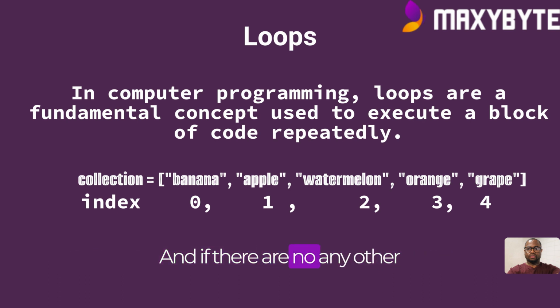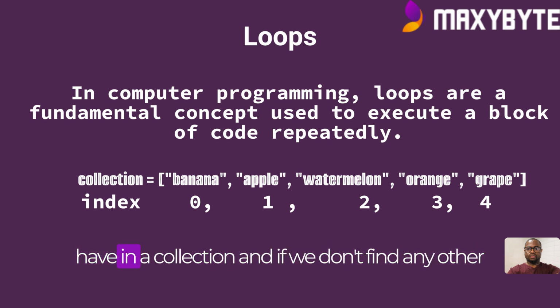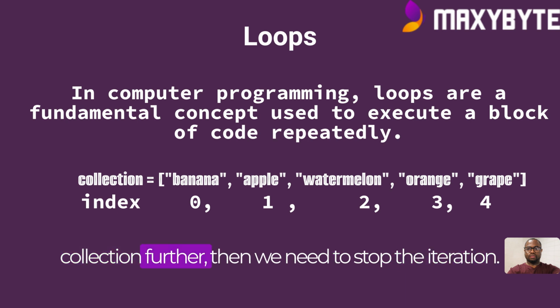And if there are no other items, then we need to stop. So basically we iterate over each of the items that we have in a collection. And if we don't find any other item further, then we need to stop the iteration.